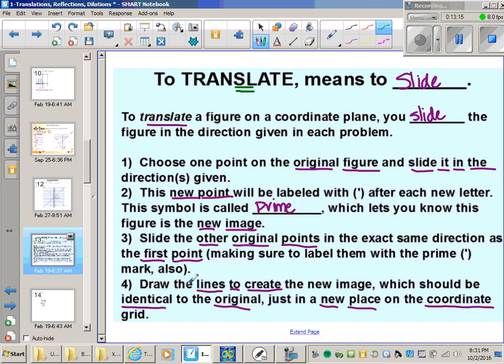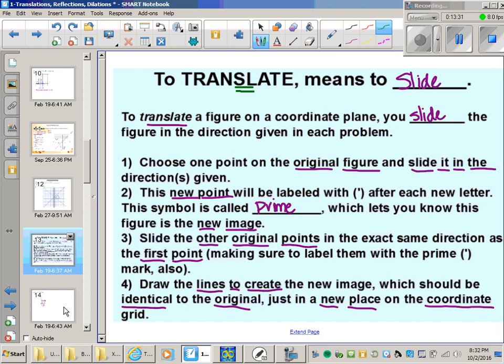So then you'll always draw lines to connect to create your new image, which should be identical to the original, just in a new place on the coordinate grid. So it should not turn. The only thing that your figure should be doing is sliding.